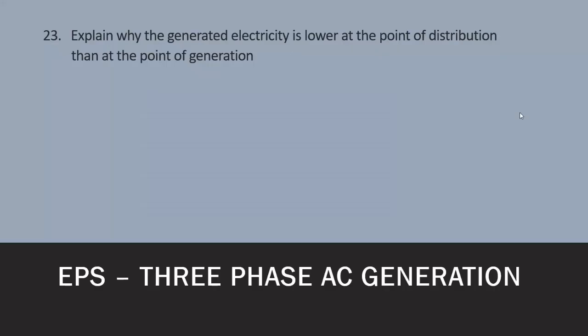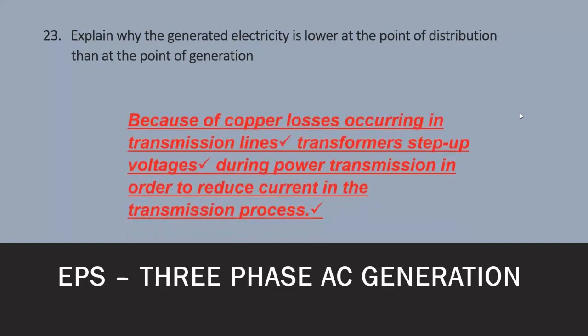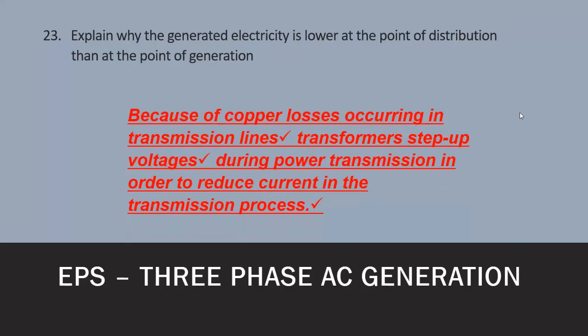Explain why the generated electricity is lower at the point of distribution than at the point of generation. Because of copper losses occurring in transmission lines, transformers step up voltages during the power transmission process in order to reduce current in the transmission lines.